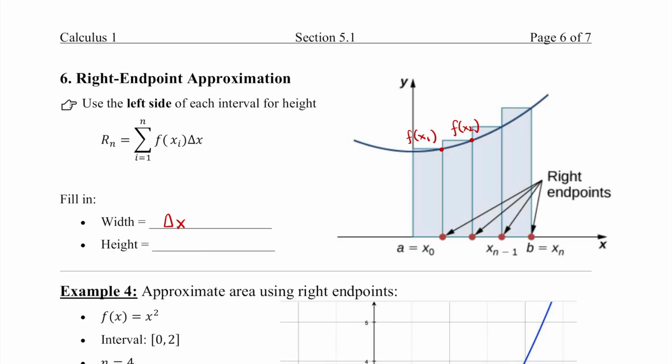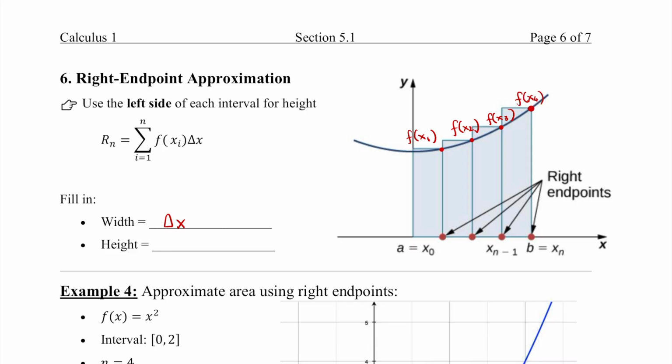To find the length of the third rectangle, we begin at the right endpoint, go straight up to the curve. This is f of x3. And to find the length of the fourth rectangle, we start at the right endpoint, go straight up. This is f of x4.